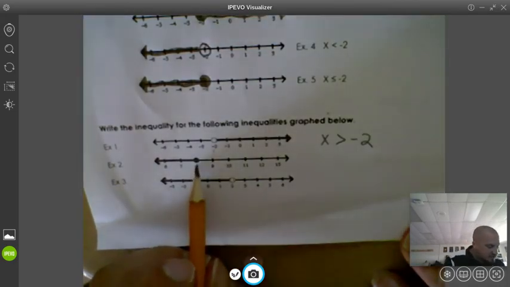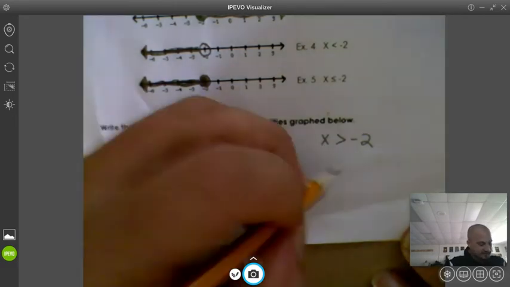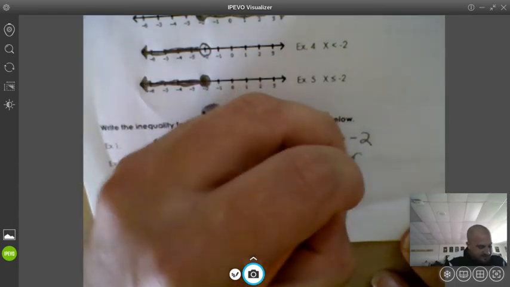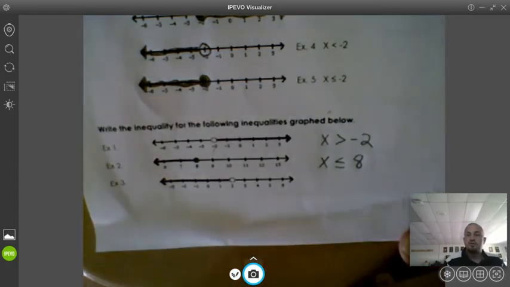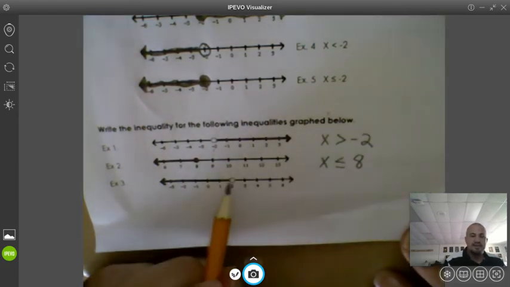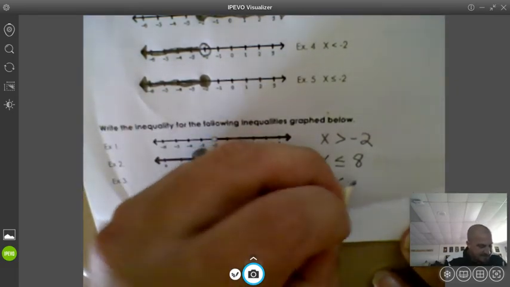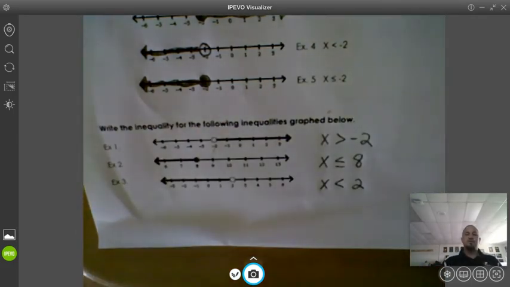We see this one, we have a closed circle at 8, and it's shaded to the left, so that means x is less than or equal to 8, because the closed circle gave us the equal to, and pointing to the left gave us the less than. Here it's going left, and it stops at 2, and it's an open circle, so that would be x is less than 2. So the open circle means it's not the equal to, it's just less than, and is pointing to the left. So there's the first sheet of your notes.